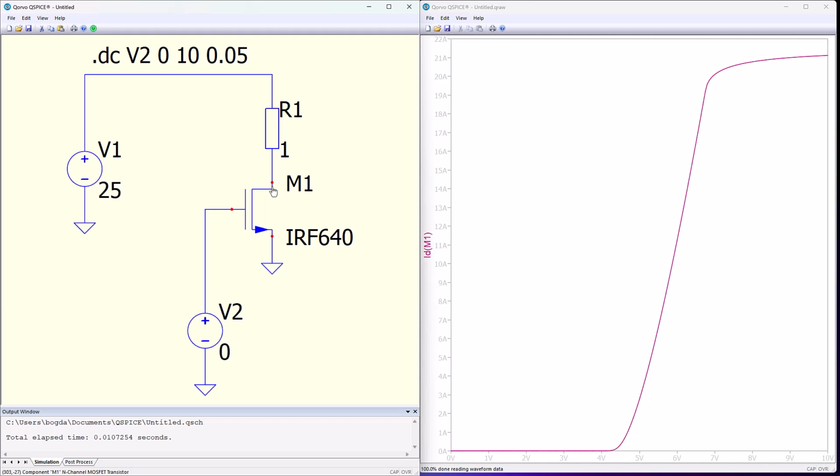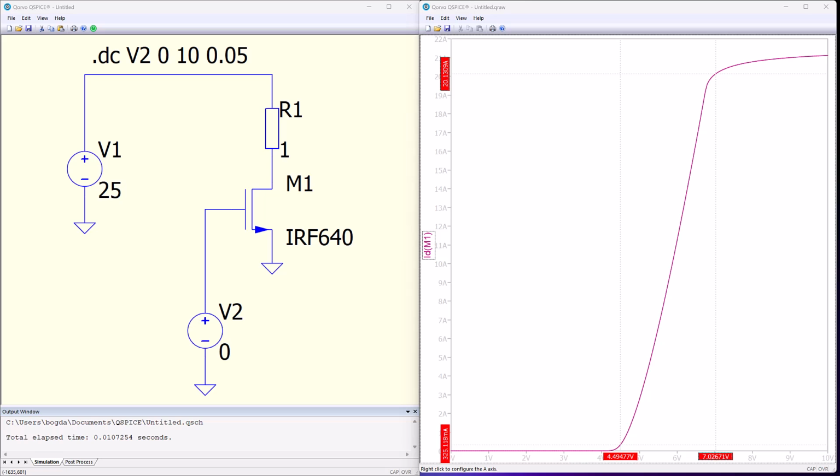Between 4 and 7 volts, the curve rises steeply, almost quadratically. Here, the transistor is in saturation, behaving like a voltage-controlled current source. A small change in VGS produces a large change in ID. The slope of this region, if you measure it, gives you the transconductance, around 7 Siemens, exactly as stated in the datasheet. And above 7 volts, this is where it gets interesting.